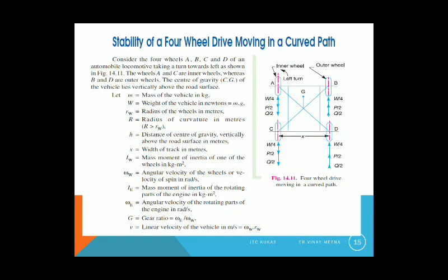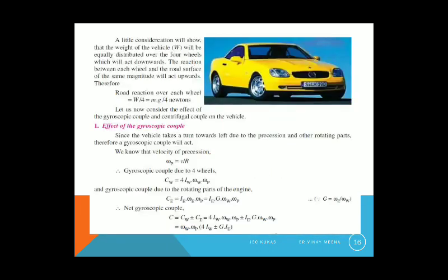Stability of a four-wheel drive moving in a curved path. Road reaction over each wheel is equal to W upon 4, that is mg upon 4 newtons. Let us now consider the effect of the gyroscopic couple and centrifugal couple on the vehicle. Effect of gyroscopic couple: since we take the turn towards left, due to precession of the rotating parts, a gyroscopic couple will act.